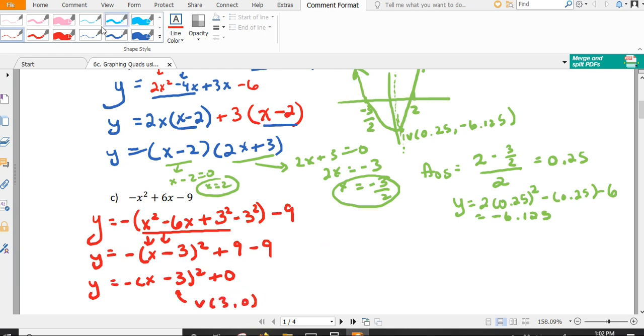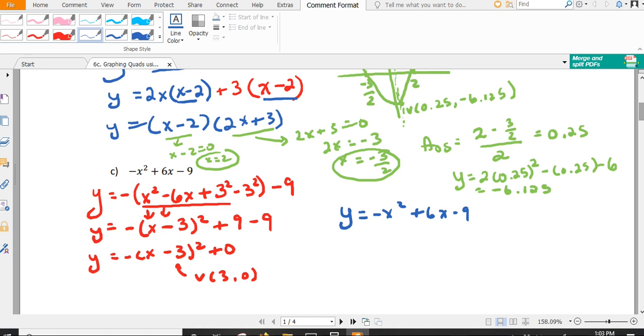Okay. Now let's factor this to find the x-intercept. So y equals negative x squared plus 6x minus 9. So I need two numbers that will multiply to give me positive 9. Because clearly this is going to be complex factoring, because that's not a positive 1. So two numbers that will multiply to give me 9, because negative 1 times negative 9 is positive 9, but must also add to give me 6. And it looks like it's going to be 3 times 3 and 3 plus 3.